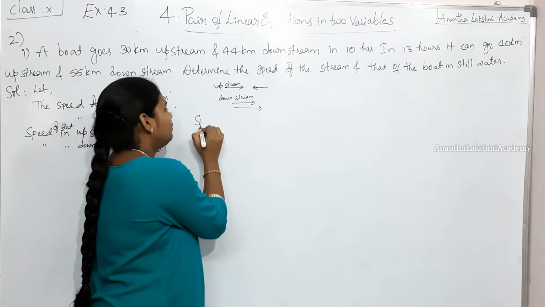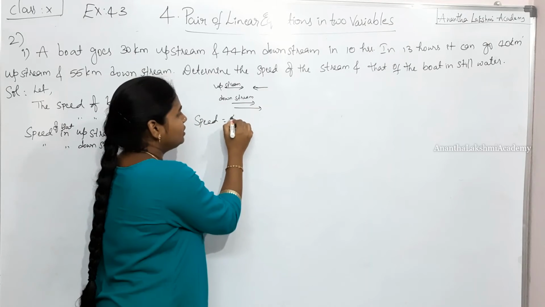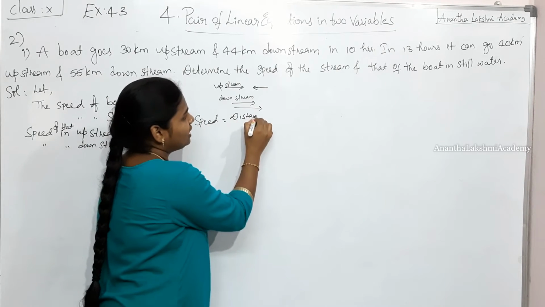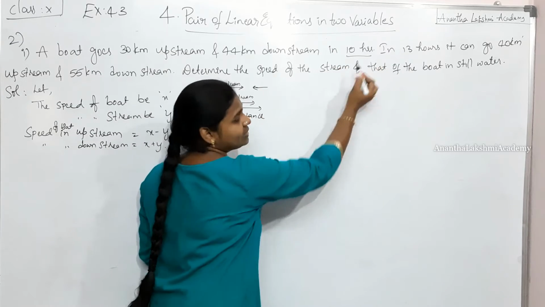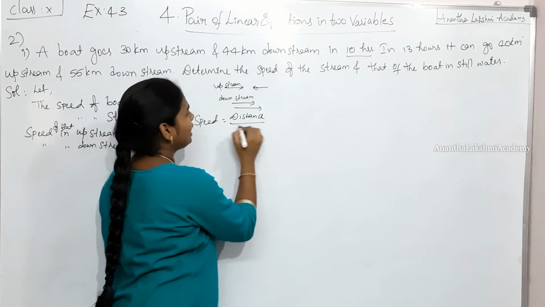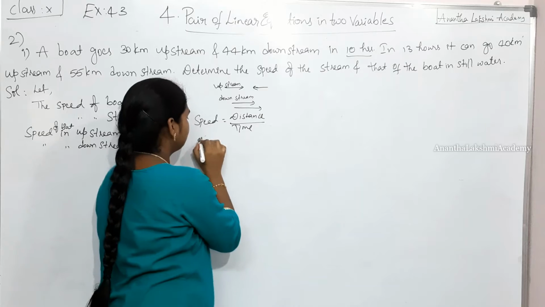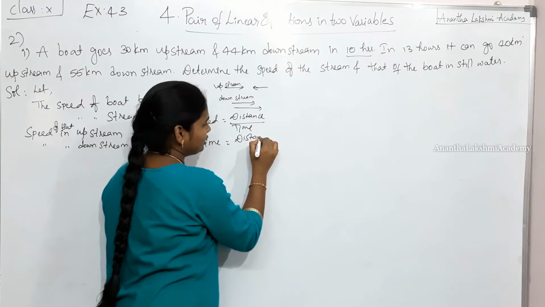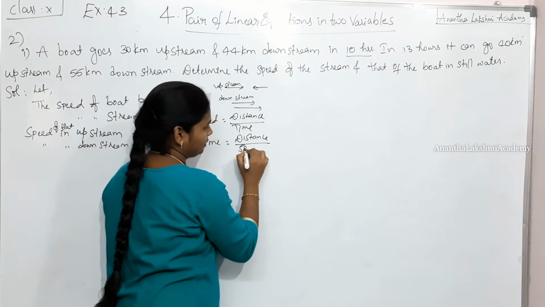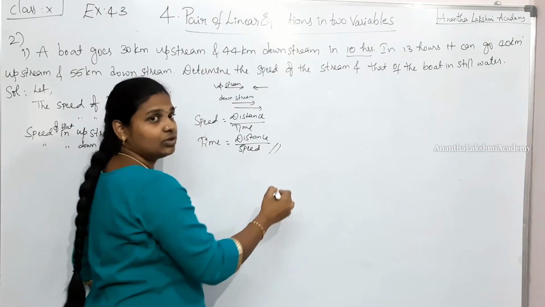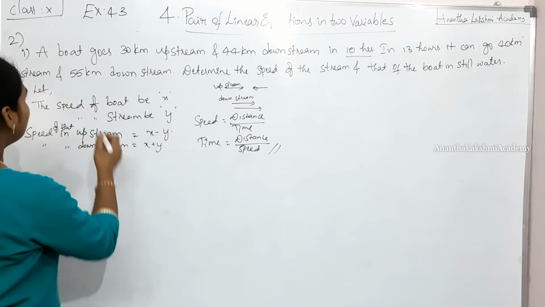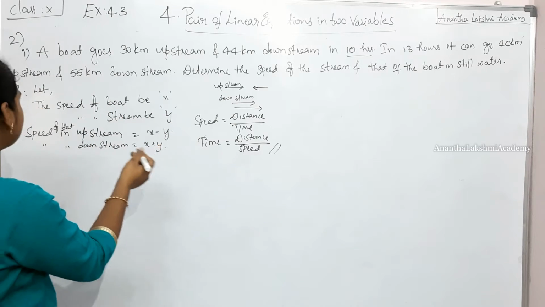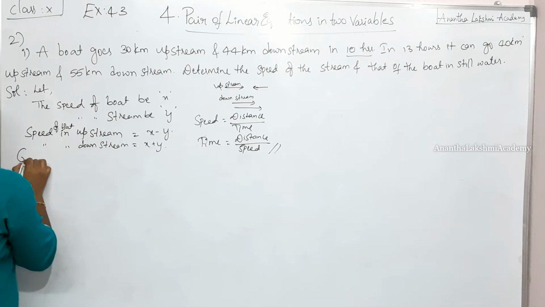So we have the familiar physics formula, speed is equal to distance by time. But for us, what is given? Time is given. So how can we write time? Time is nothing but distance by speed, isn't it? Now we are going to utilize this formula to get the equations. Now what is given for us?